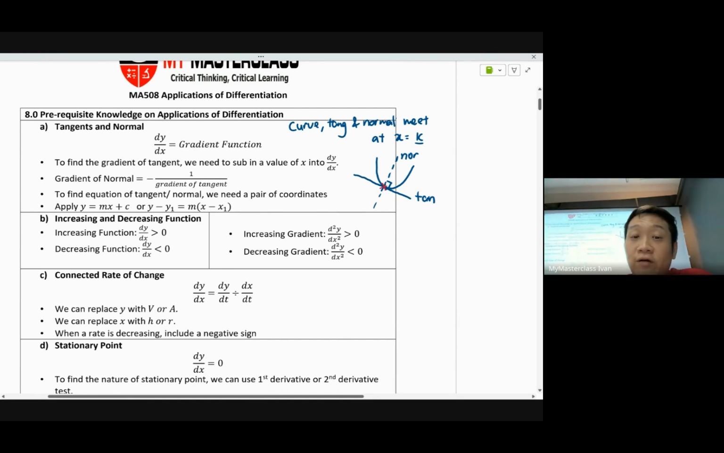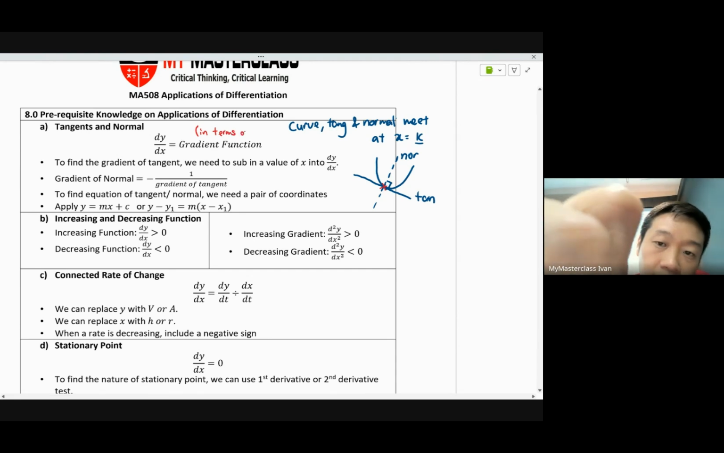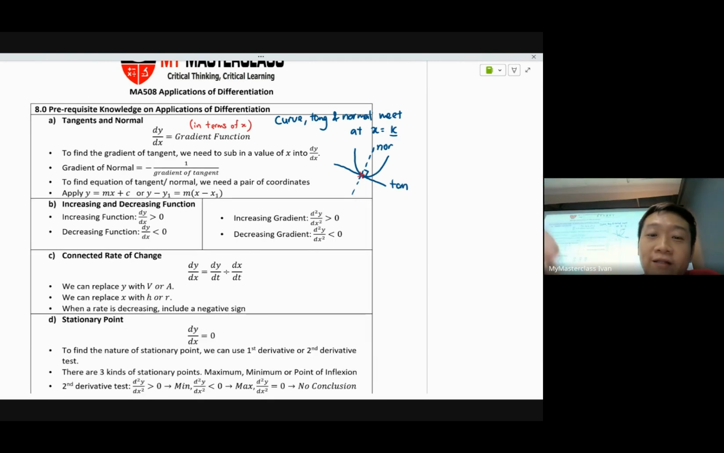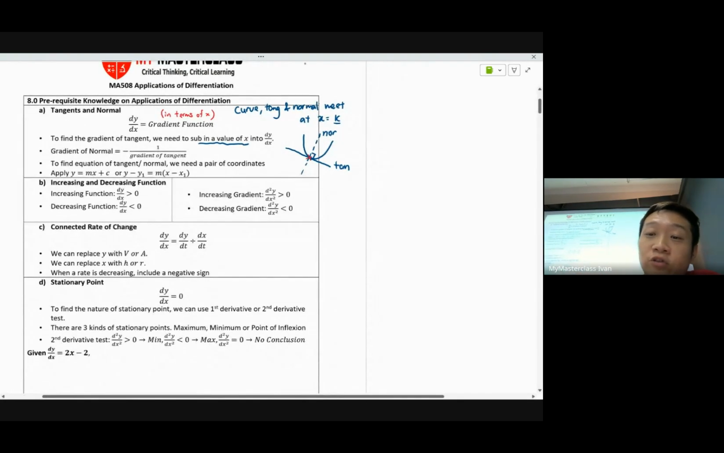Okay, so to find the gradient of tangent, we need to find dy dx first. So what is a gradient function? A gradient function means it is in terms of x. To find the gradient of tangent, you need to always sub in the value of x into the dy dx. And the gradient of normal is equals to the negative reciprocal of gradient of tangent. This we already know. So for example, if let's say m tangent equals to 3/4, then m normal is equals to what, Josh? You know what? Negative reciprocal. Negative 4/3. Okay, just flip it over.